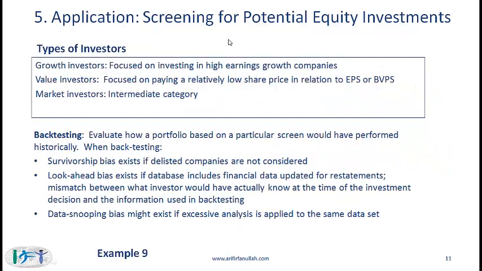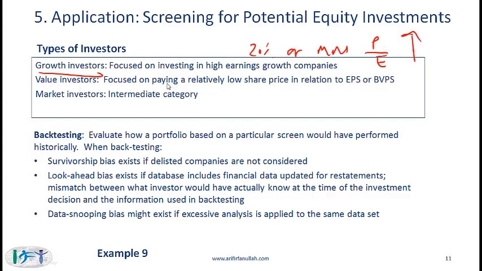We need to recognize that there are different kinds of equity investors. We will mention this briefly over here and then see this in detail when we do equity later. Growth investors. These are investors who are focused on investing in high earnings growth companies. So typically companies that might have a growth rate of 20% or more. When companies have high growth rates, typically their price to earnings ratios tend to be high.